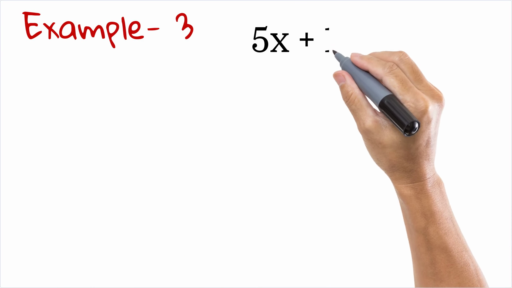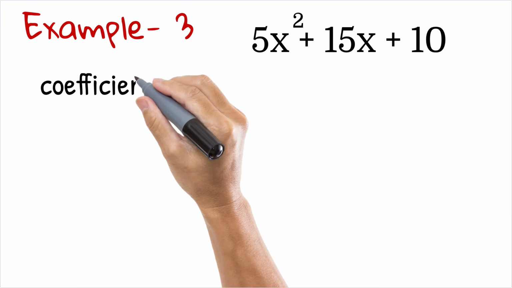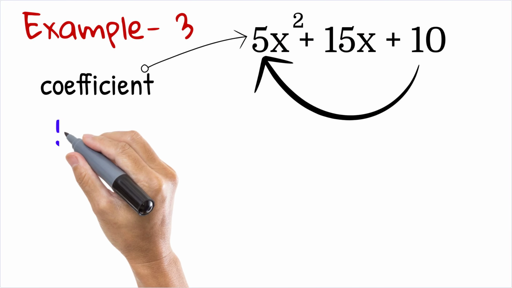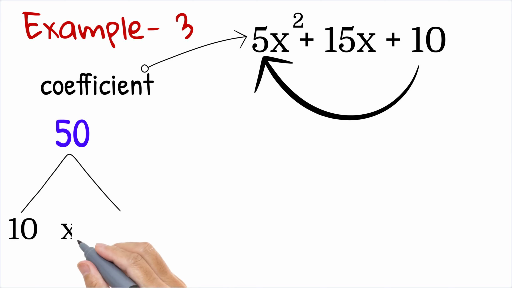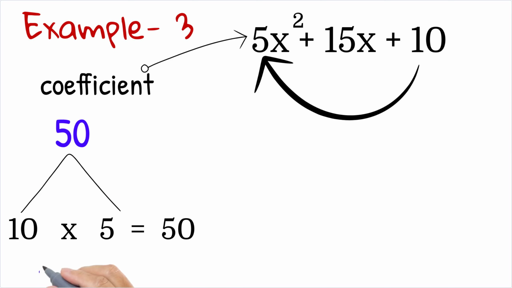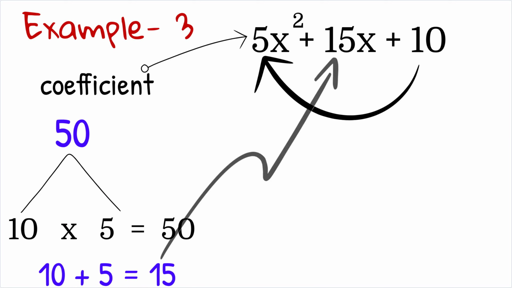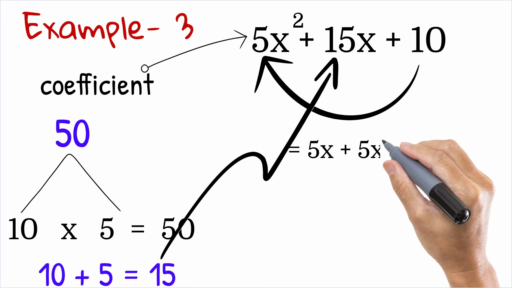Example 3. Find the factors. Multiply constant 10 with the leading coefficient 5, which is 50. Now the factors of 50 will be 10 times 5, which adds up to 15, the coefficient of x. Now rewrite 15x as 5x plus 10x.